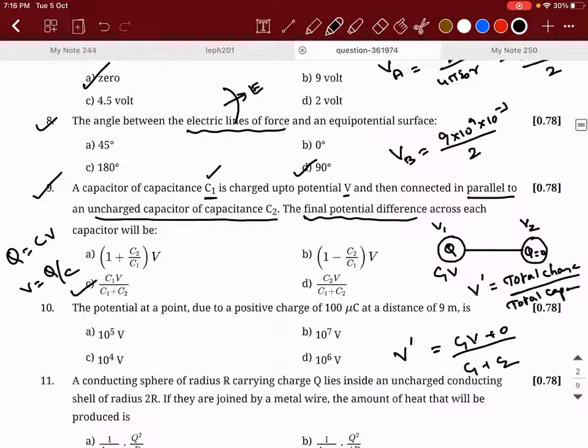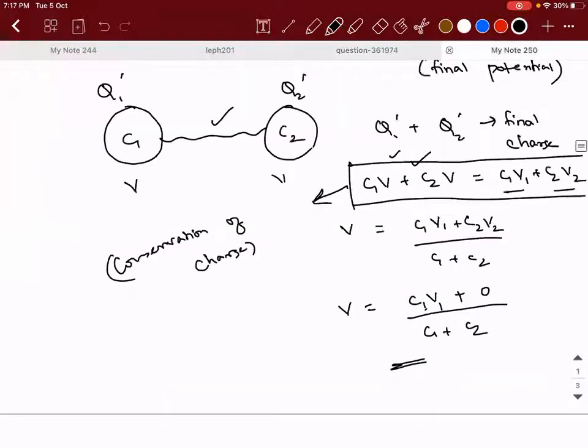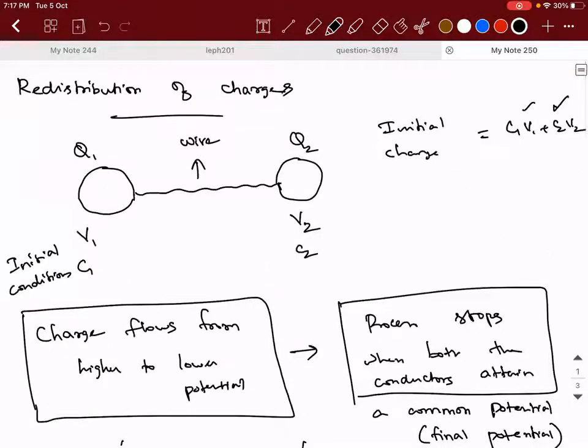Okay, no issue. But I hope now the concept is clear, right? So please make a note. The name of the concept is redistribution of charges. Okay, please write it down.